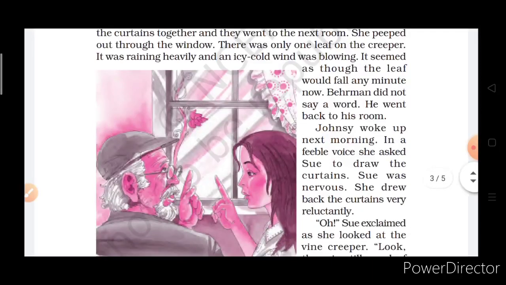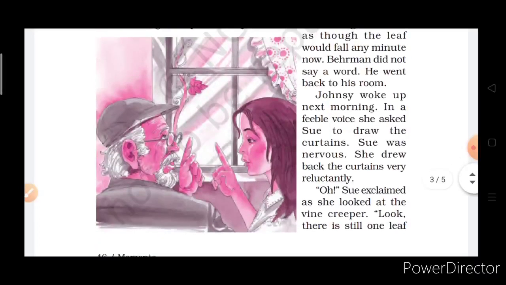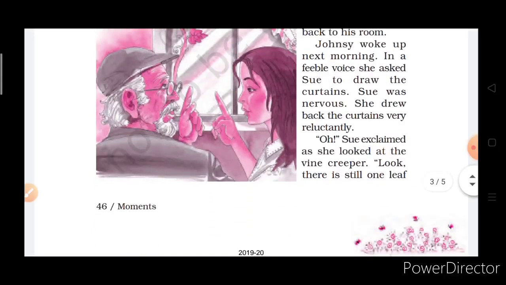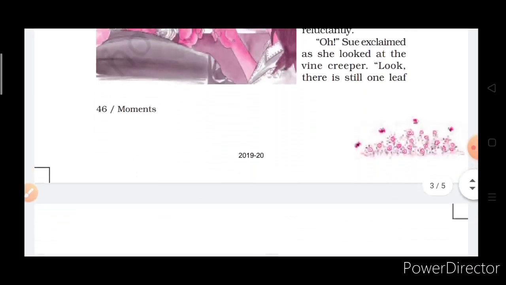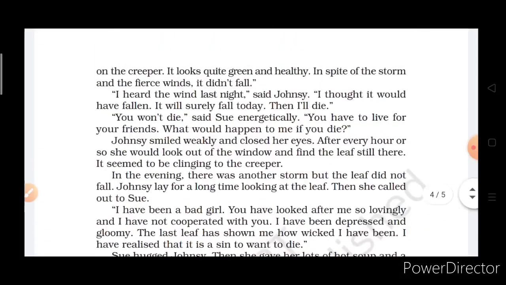Johnsy woke up next morning. In a feeble voice, she asked Shu to draw the curtain. Shu was nervous. She drew back the curtains very reluctantly. "Oh, Shu!" she exclaimed as she looked at the vine creeper. "Look, there is still one leaf on the creeper. It looks quite green and healthy. In spite of the storm and fierce winds, it did not fall."